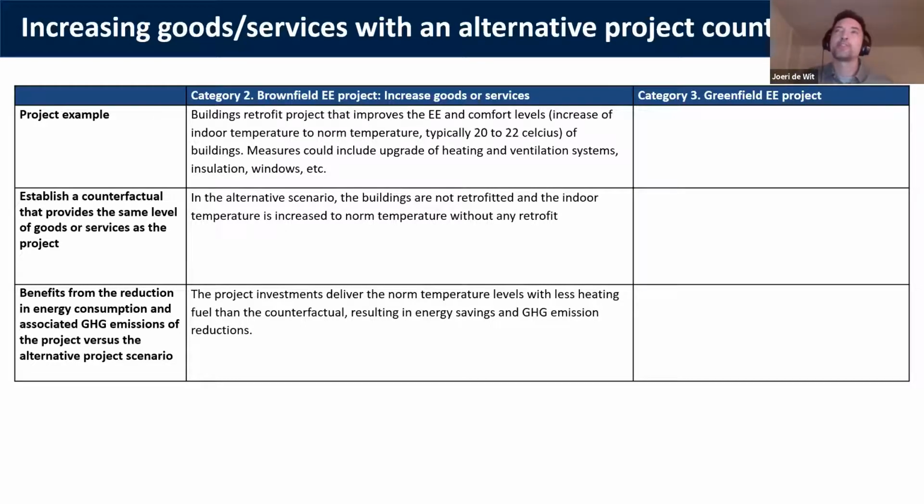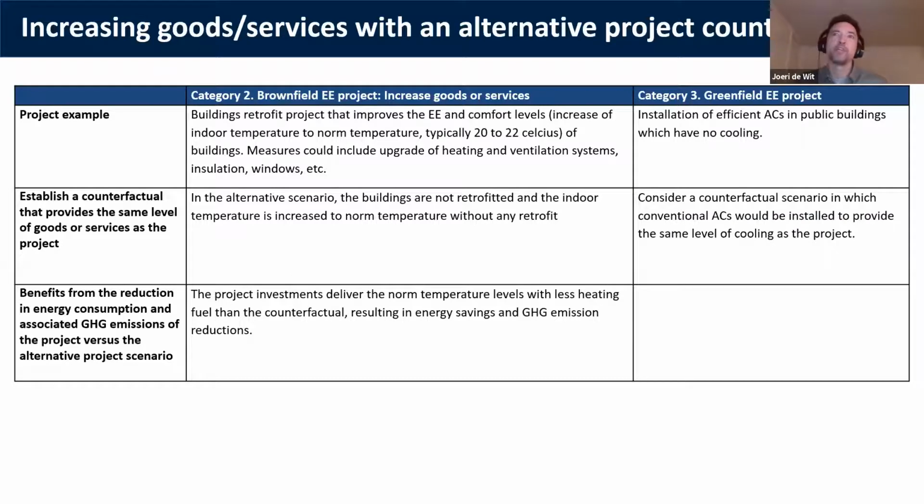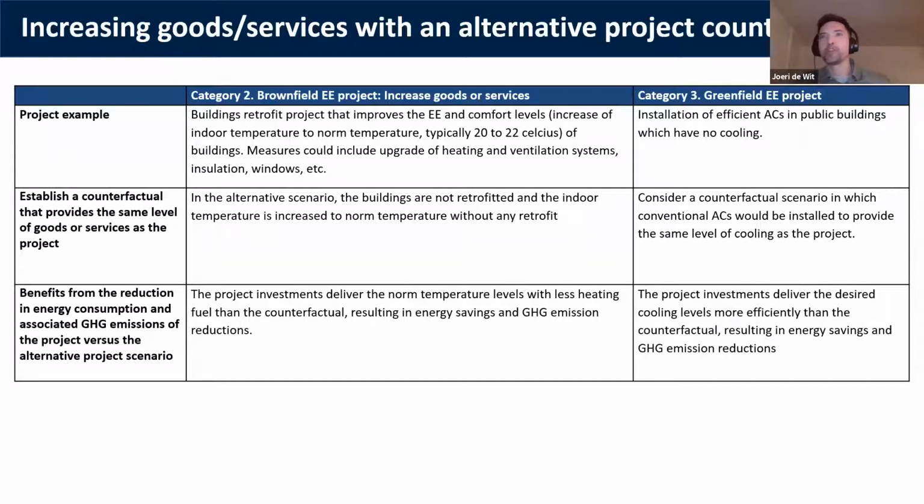Now let's take a category 3 greenfield EE project that increases goods and services with the same counterfactual. Installation of efficient ACs in public buildings, for example, which have no cooling. The counterfactual could be one in which conventional ACs could be installed to provide the same level of cooling. So the project investment delivers the desired cooling levels more efficiently than the counterfactual, resulting in energy savings and GHG emissions reductions. So this is quite standard, right?